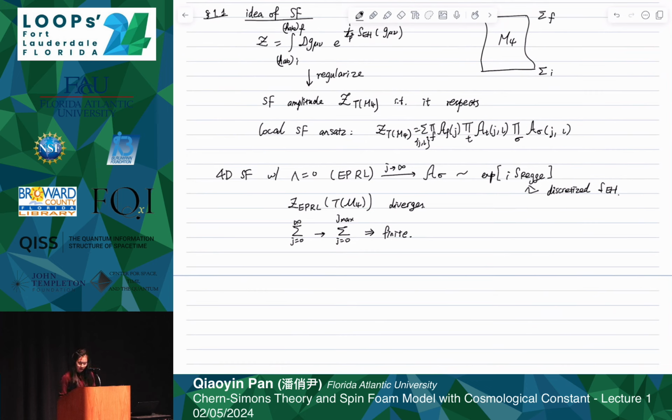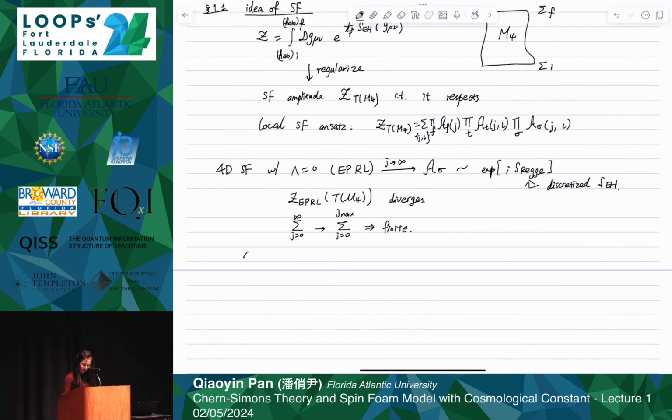So one may ask, what is the physical meaning of this cutoff? And today we will talk about the 4D spin-form model with a non-zero cosmological constant. And that thus gives us a finite amplitude. And this also gives us a physical meaning of the cutoff, because at the end the expression also has a sum over configurations from 0 to some finite number.